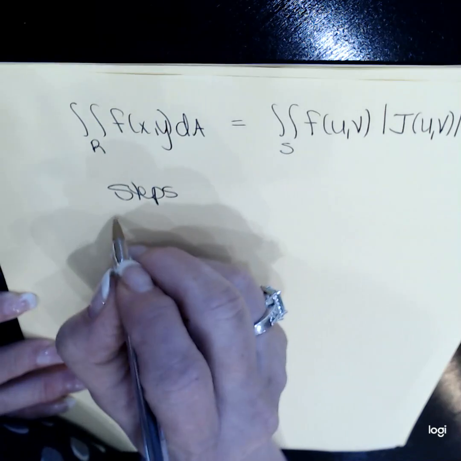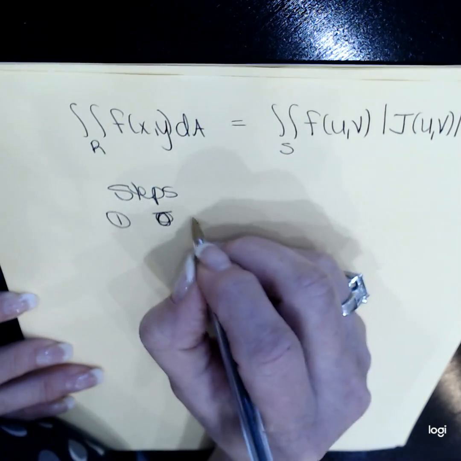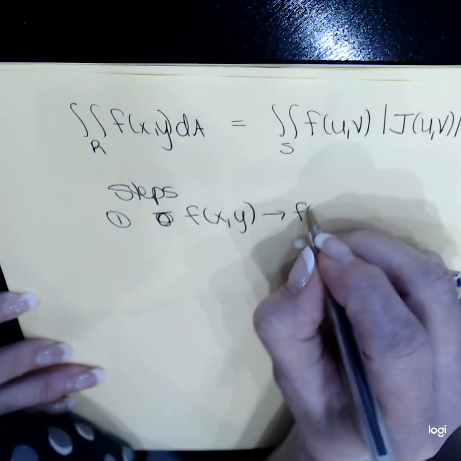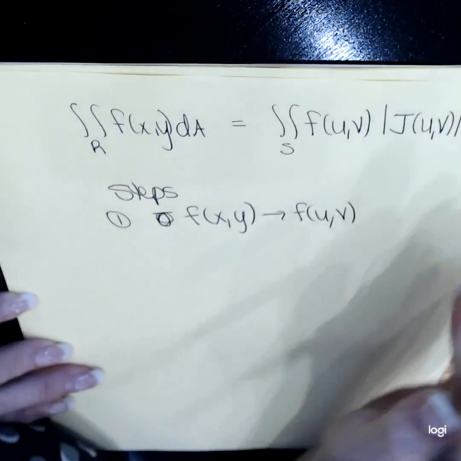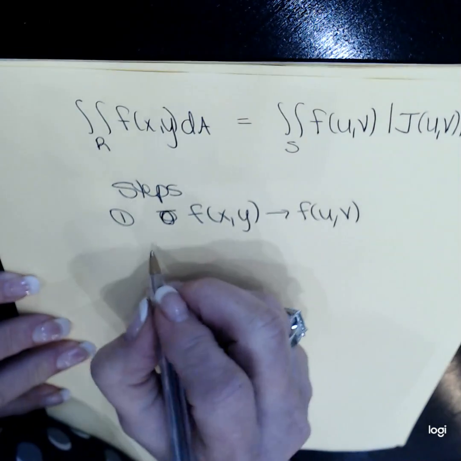Okay, so the steps for actually doing this, and there are going to be some steps involved. The first thing that I would do would be to take my equation in x and y and convert it over to an equation of u and v, and we should be able to do that based on the substitutions we are given.